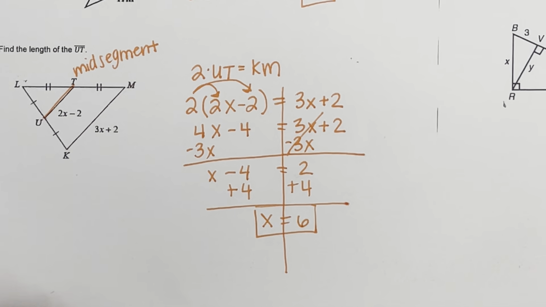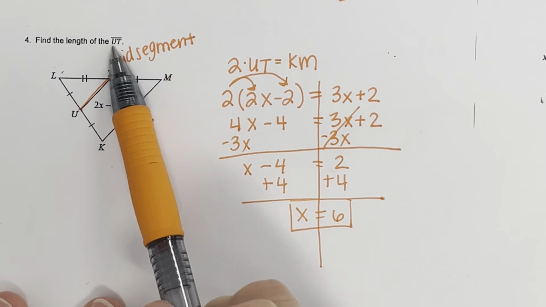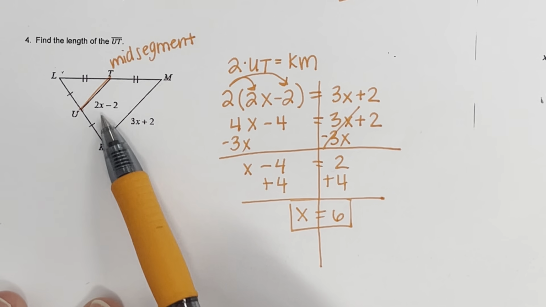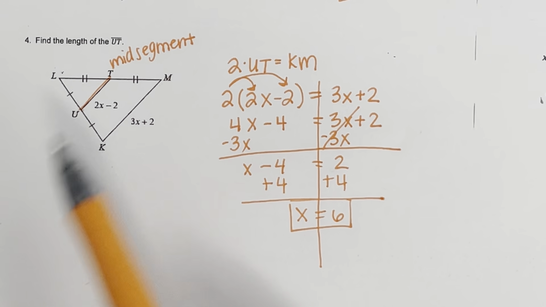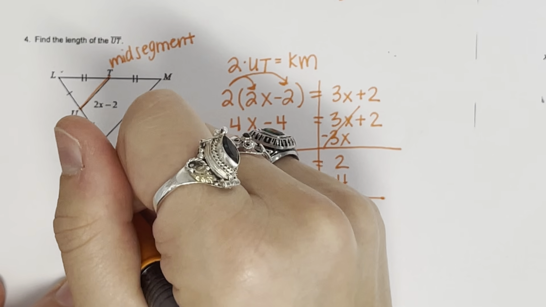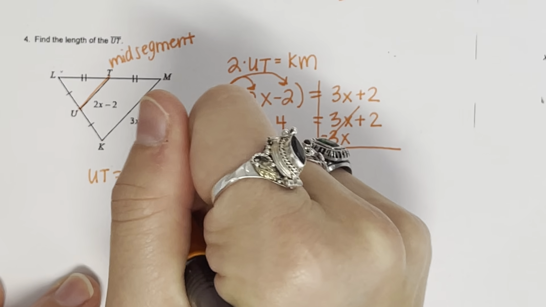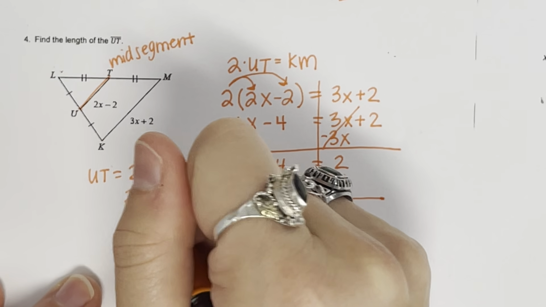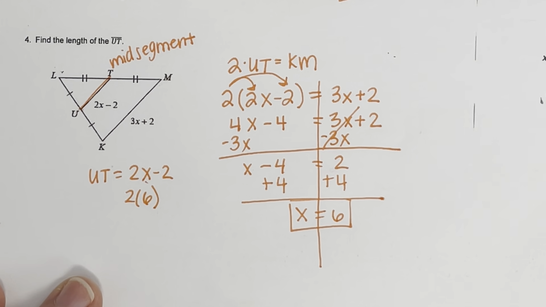Now, the question, though, asks me to find the length of UT, which is this length right here. So I'm going to take my x value. I'm going to substitute it into the equation for UT. So UT was 2x minus 2. So instead of an x, I'm going to plug in a 6. So 2 times 6 gives me 12, and 12 minus 2 gives me 10.